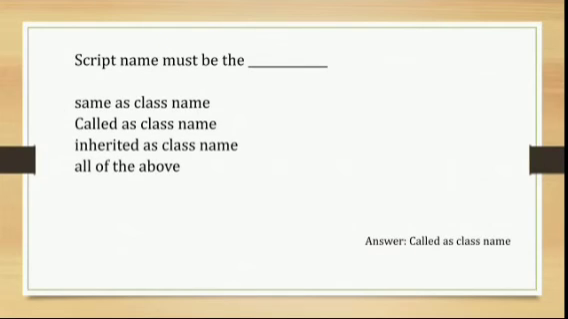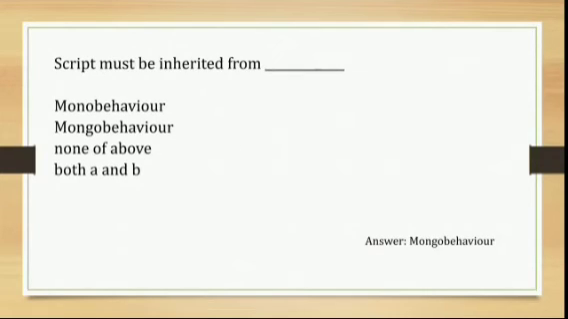Script name must be, whichever script you are writing into the Unity engine project, its name should be equal to the class name, isn't it? So is it same as the class name or called as the class name? It is called as the class name. Answer is called as the class name.